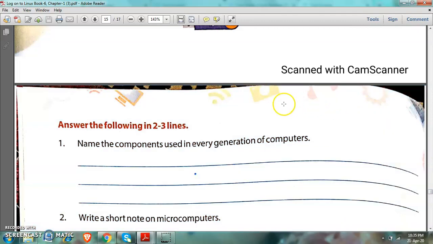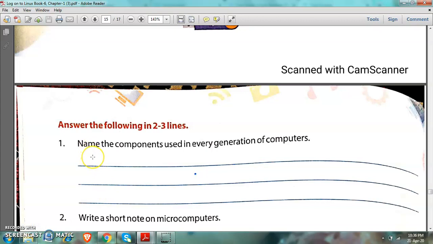Here you are to write 2 to 3 lines as the answers. You are to read the question, and then try to find the answer from the reading part. Name the components used in every generation of computer. Like first generation computer, which components were used? Second generation, third generation, fourth generation, and fifth generation computer.